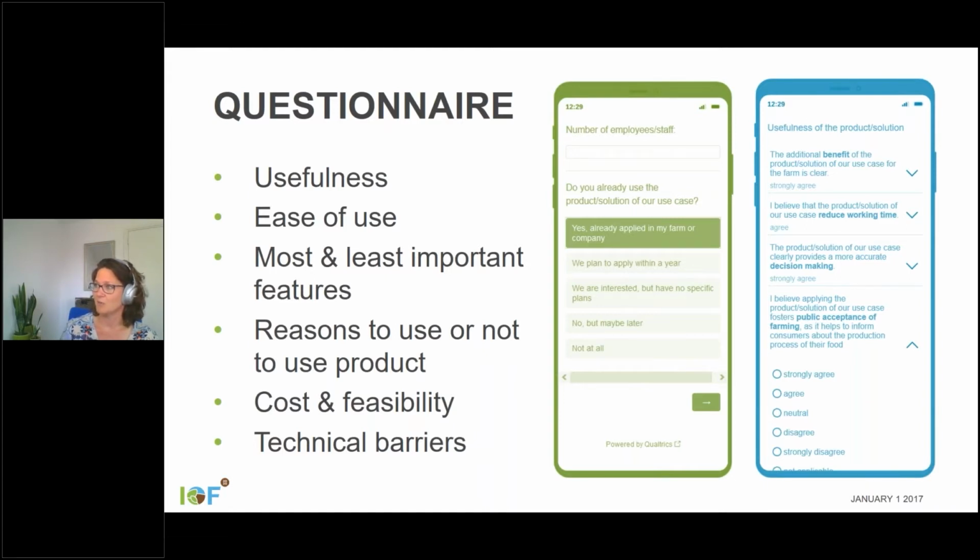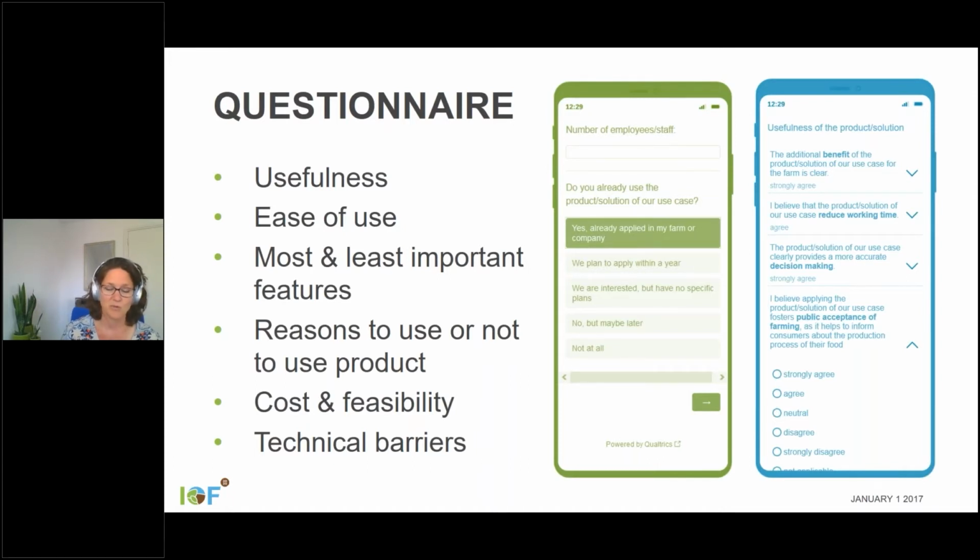And on the right side in blue, you can see that we also asked questions about the usefulness of the solution. For example, are the benefits clear? Does it reduce working time when you use the IoT solution? And on the left side, all the bullets are just an overview of the structure of our questionnaire. And of course, we also made sure that we gathered enough data like age and so on, to be able to understand the respondents' background.